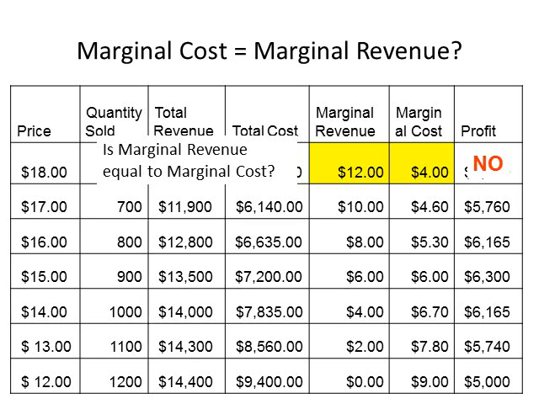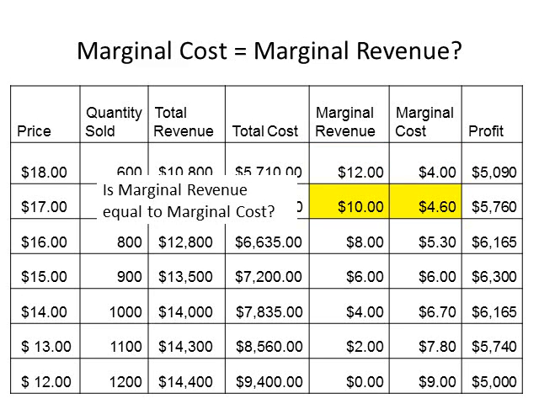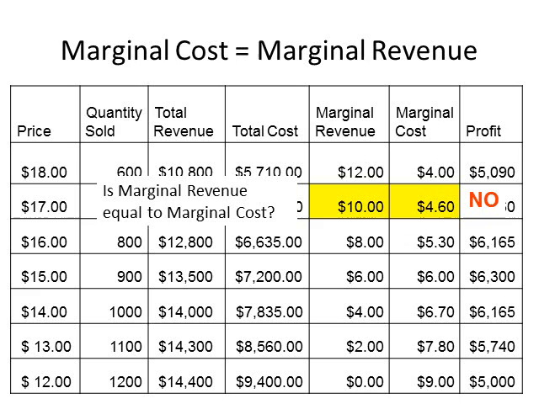The reason the monopolist will not choose to produce here is the monopolist could make more money by producing more units of the good. Is the marginal revenue equal to the marginal cost at 700 units of production? The monopolist's marginal revenue is $10 and the monopolist's marginal cost is $4.60. Since $10 is not equal to $4.60, the answer is no, the marginal cost is not equal to the marginal revenue. The reason that the monopolist will not choose to produce here is that the monopolist could make more money by producing more units of the good.